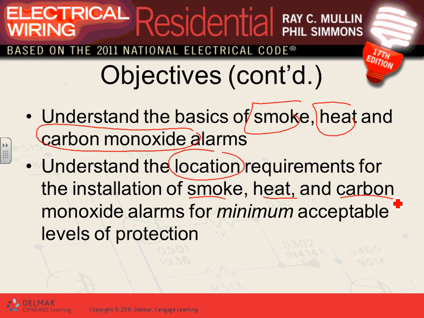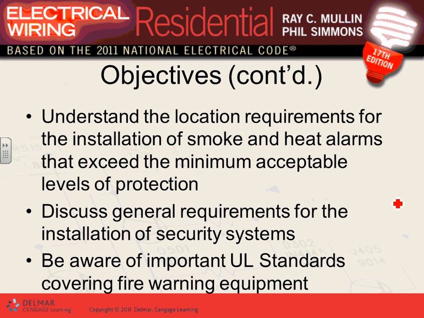And then the last thing, when we talk about how to wire them, what type of wires you put into these systems. Okay. Requirements for the installation. So we know where you need them, how they work, and now, how do you install them? Installation: what type of wiring methods? Smoke and heat, to meet and exceed the minimum requirements. And then at the end, we have a security system. We're going to talk about the installation for the security system, which is a Class 2 circuit.